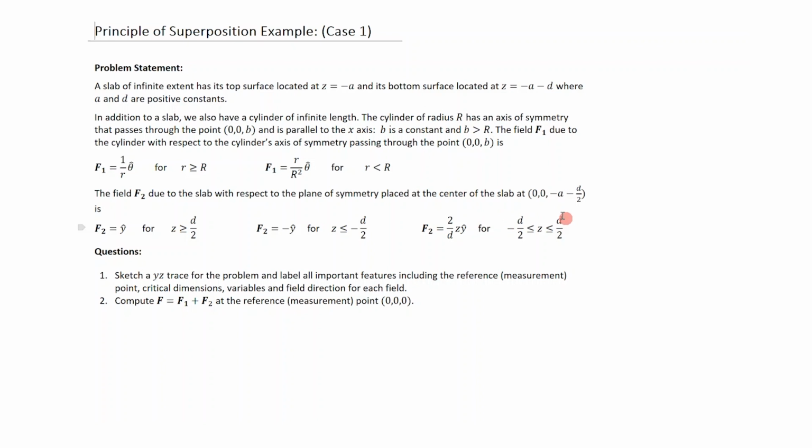And so the two questions are, first of all, sketch a YZ trace for the problem and label all important features, including the measurement point, also called reference point, critical dimensions, the variables and field directions for each field. Once we've done that, the next step is to go through the procedure, which we outlined, to compute the total F, which is going to be the sum of the two fields, both in Cartesian coordinates but translated to their appropriate point. And the measurement point for this example is actually at the origin.